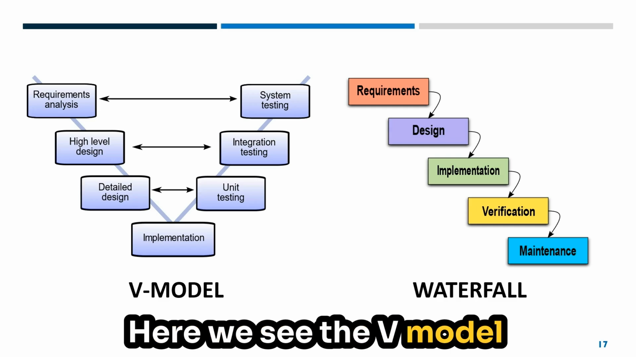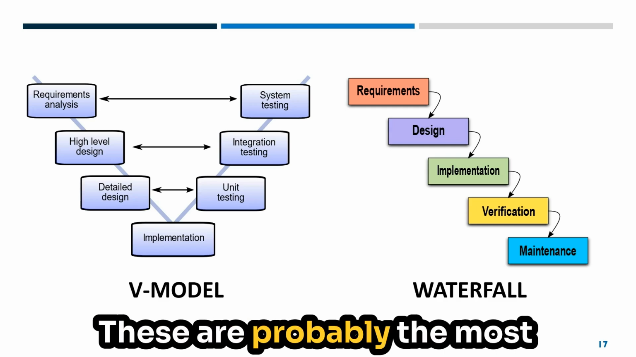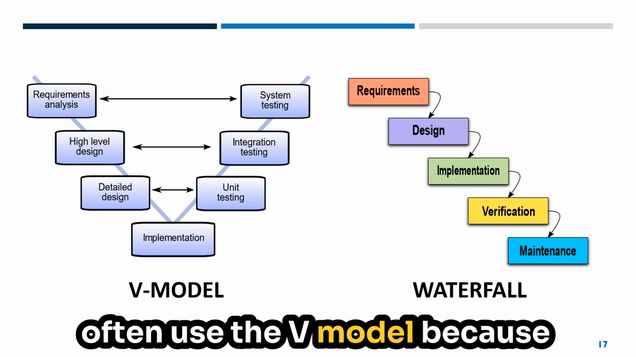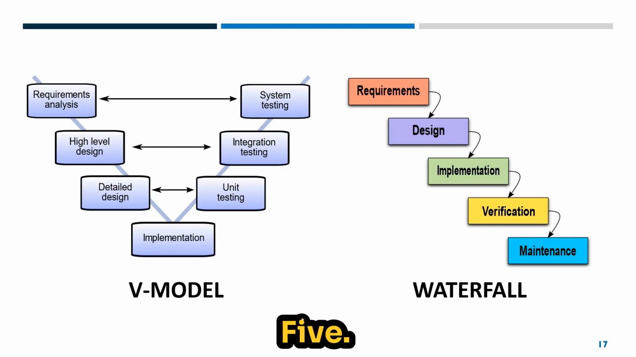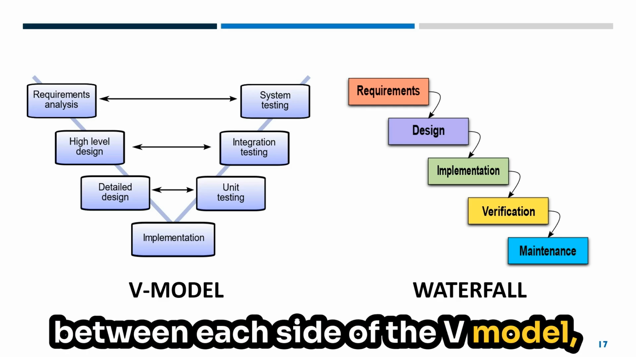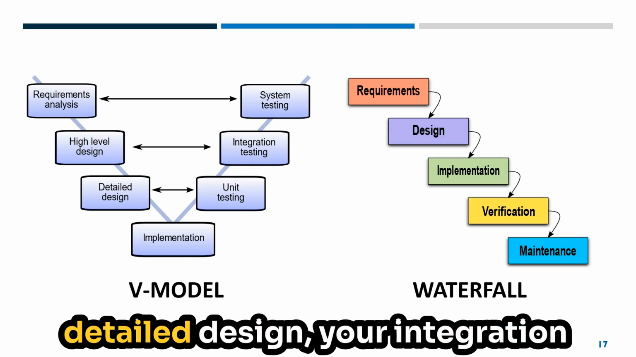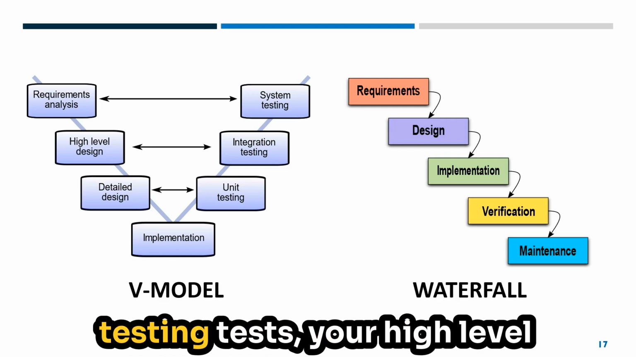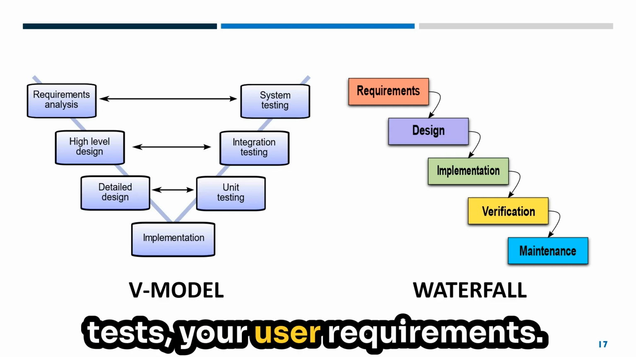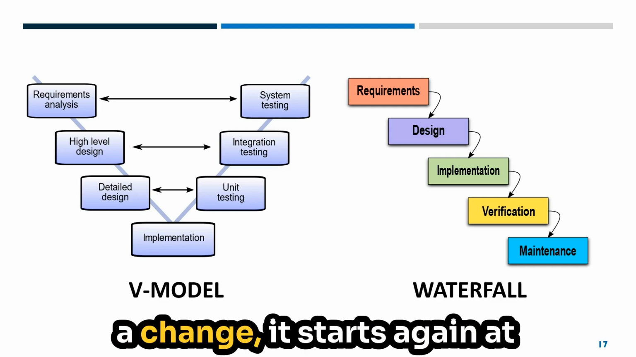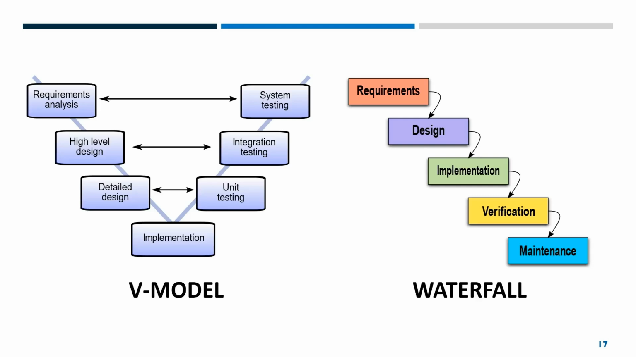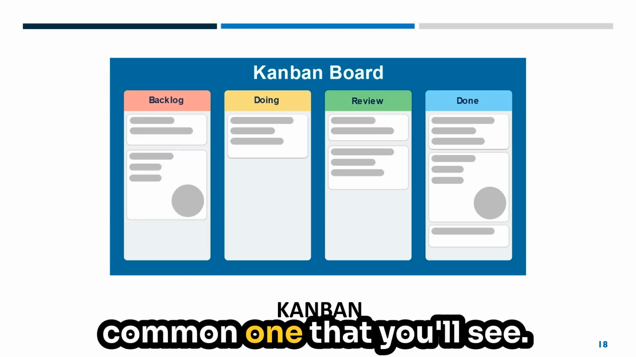Here we see the V model and the waterfall models. These are probably the most common that I've seen. In the life sciences industry, we often use the V model because it's used heavily in GAMP 5. And as you can see, the arrows between each side of the V model, your unit testing tests your detailed design, your integration testing tests your high-level design, and your system testing tests your user requirements. Whenever you need to make a change, it starts again at the left side of the V and moves its way through.